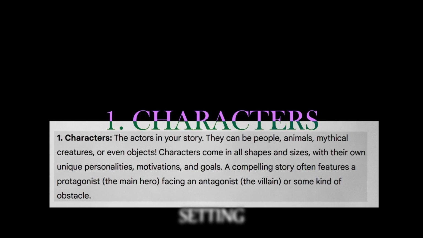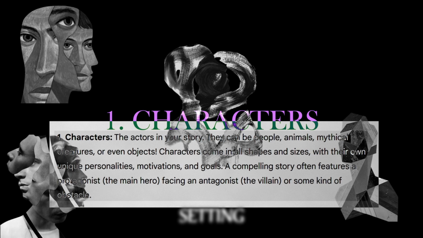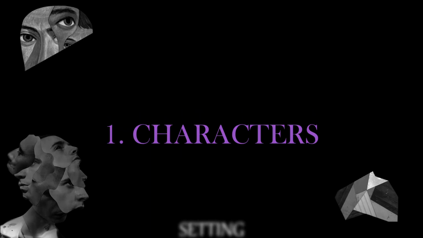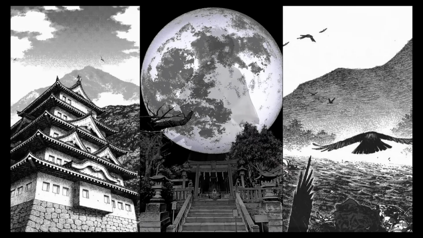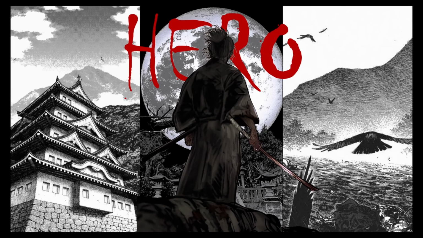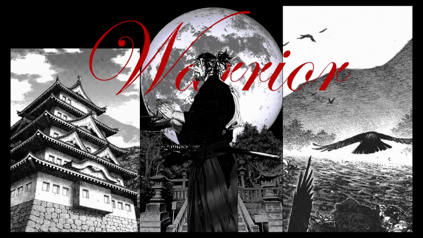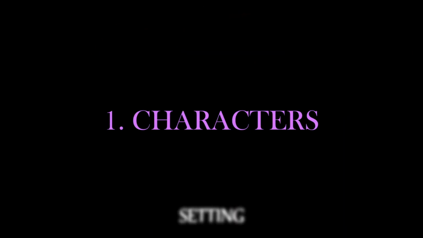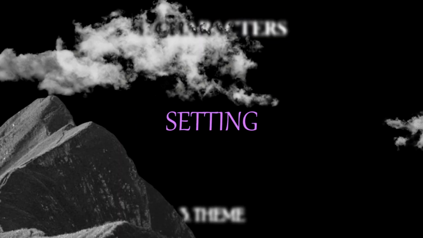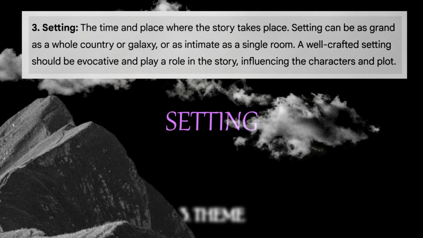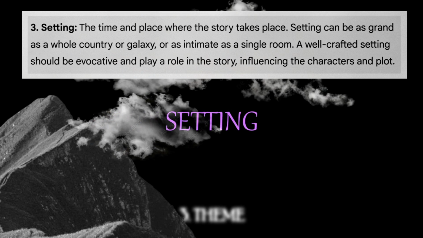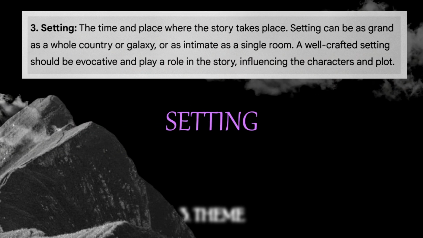Characters. The characters of the story could be people, animals, mythical creatures, or even objects. They come with their own unique personalities, motivations, and goals. A compelling story often features a protagonist, the main hero, facing an antagonist, the villain, or some kind of obstacle. Setting refers to the time and place where the story takes place. It plays a significant role in forming the narrative of the character about the fictional world created by the writer.